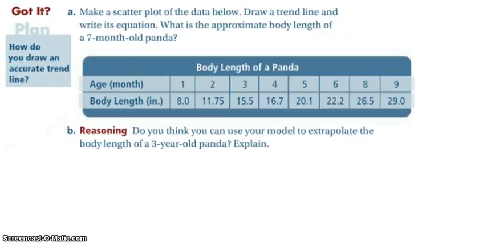Work through problem 2 until you get to the got it, and then come back if you need help or to check your answer. What we want to do down below here is make a scatter plot and then talk about what is the approximate body length of a 7-month-old panda. That will either be interpolation or extrapolation. Because I see 7 months is going to fall between data that I have, it's going to be interpolation. So go ahead, make that scatter plot and try to interpolate what you think the body length would be.